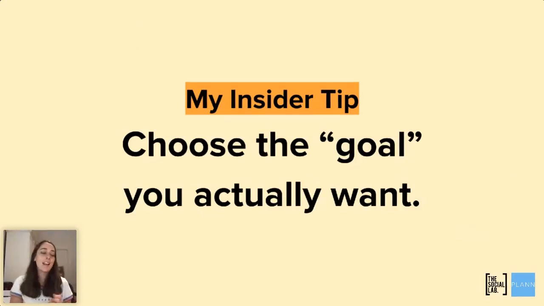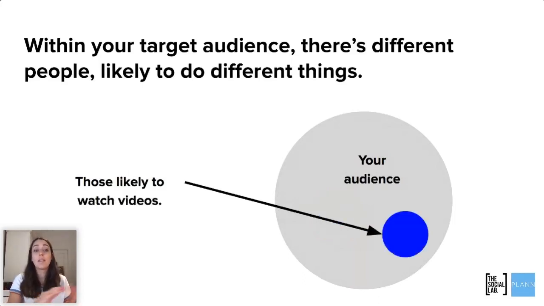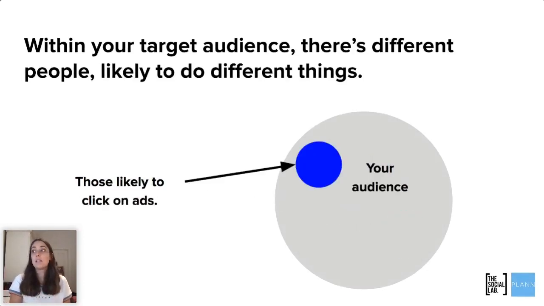All right, as I said, and I will hit this point home because it is very, very important, you need to choose the goal you actually want. This is an example, but within your audience, let's say I've got 18 to 25-year-old females. That's my audience. Within that group of people, there's people likely to do different things. Within those 18 to 25-year-olds, there are people who are likely to purchase online. There are people likely to watch videos. There are people that likely click on ads. And these people may overlap with each other, but you want to make sure that you hit the right people. So think of Facebook's objective setting as almost like an additional layer of targeting where you give them the group and they find the people within the group likely to do the thing you want them to do.